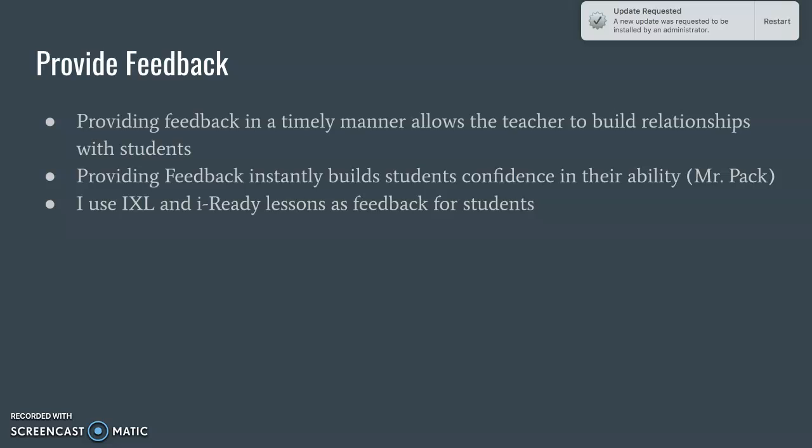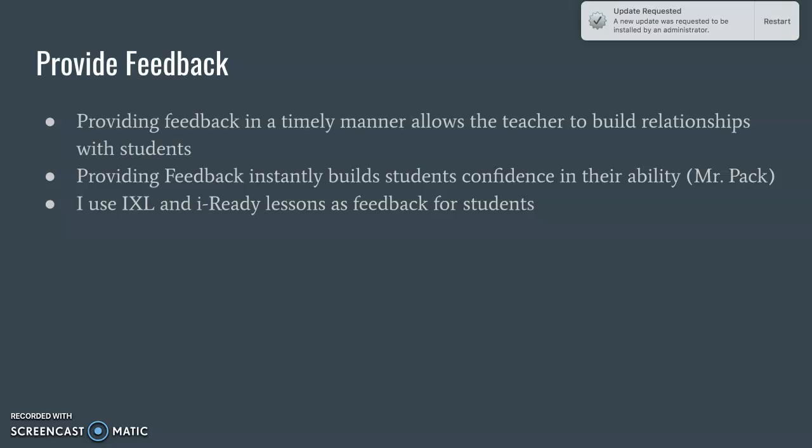There is something I sometimes do really well on, but sometimes I don't do very well on, and that is providing feedback to students. Providing feedback in a timely manner allows the teacher to build relationships with students. It helps build rapport, and just like Payne would say, building rapport and relationships and being a good role model helps all kids, but especially students that are in poverty, allowing them to transcend that.